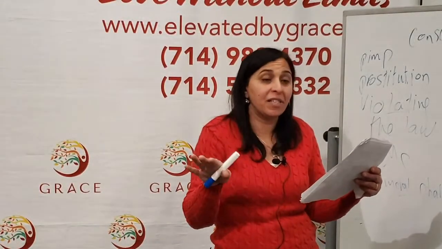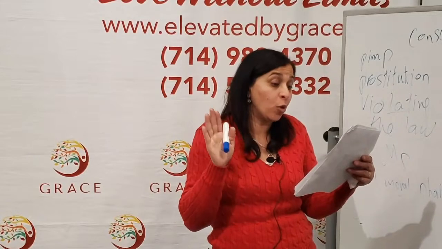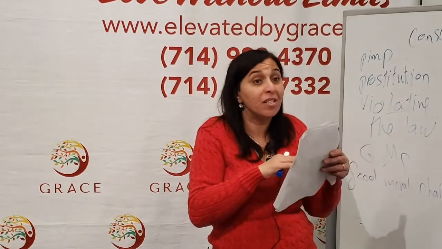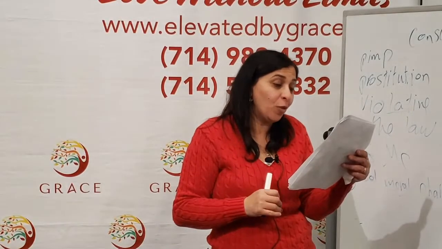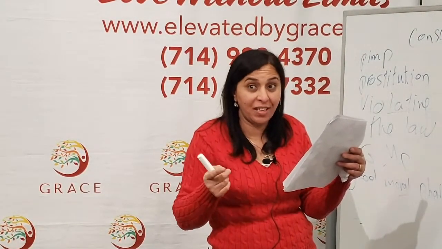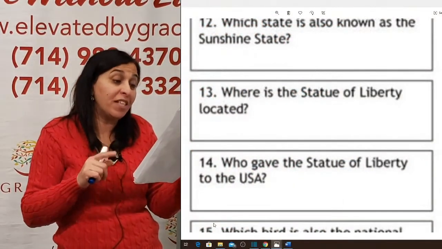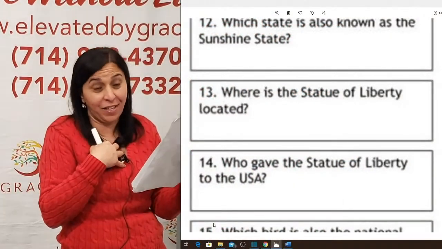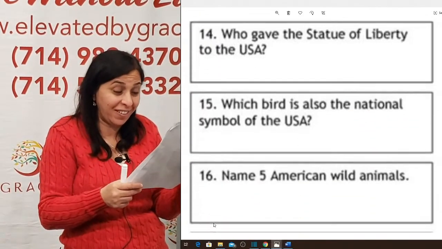Eleven, name five American states, any five American states, your own state and other states. Number twelve, which state is also known as the Sunshine State because the sun is always shining there? It's too hot there. Number thirteen, where is the Statue of Liberty located? Which state and which city? It was a gift from France, if you remember. Fourteen, who gave the Statue of Liberty to the USA? Which country gave us this gift, this present?